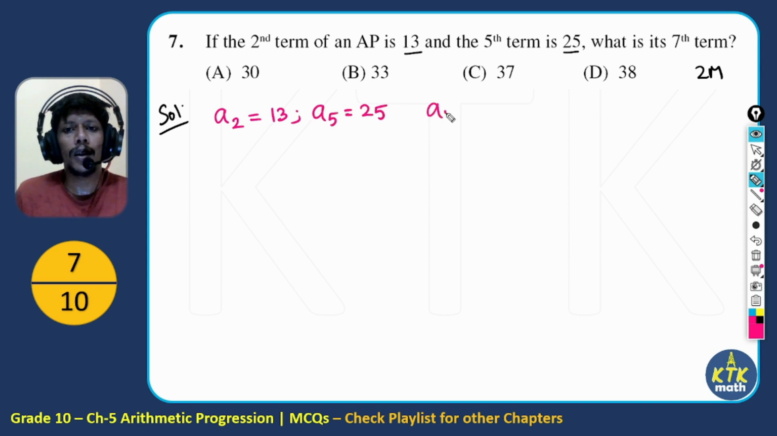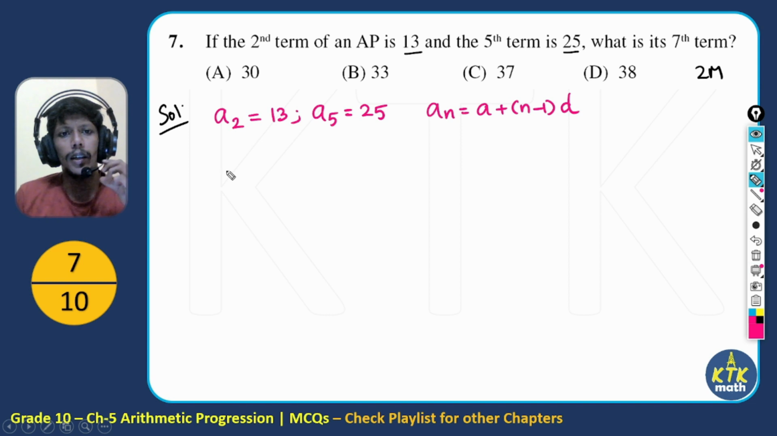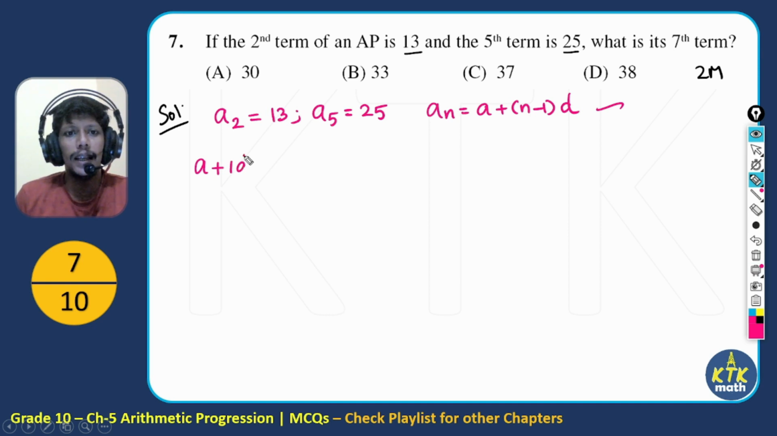What is your formula? An equal to A plus n minus 1 times D. A2 is 13 means how can I substitute here? I can write this as A plus, 2 is the n value, which means 1D, equal to 13. Can you observe this? And another one, A plus, 5 is the n value, which means what?